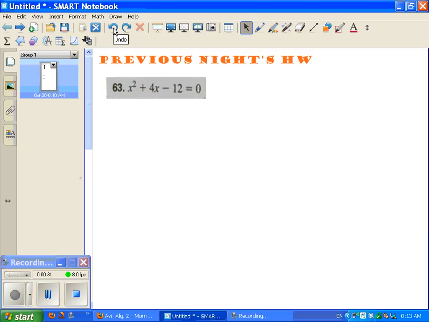Okay, 63. We're actually supposed to solve this one. Can I do it? Yes, because the leading coefficient is 1. Is the leading coefficient negative? No. Is the b term even? Yes. So this one we can do.